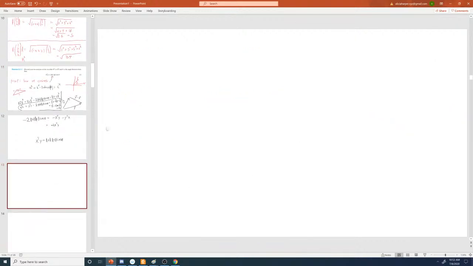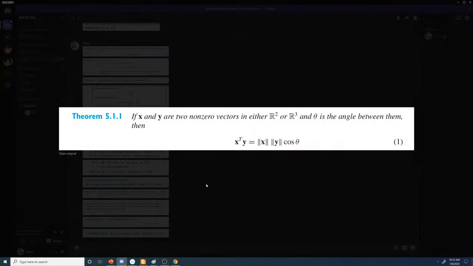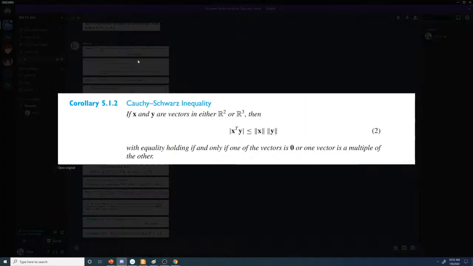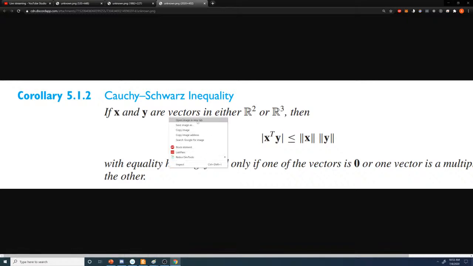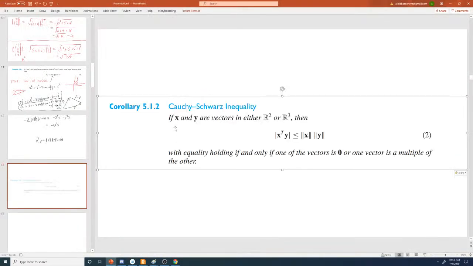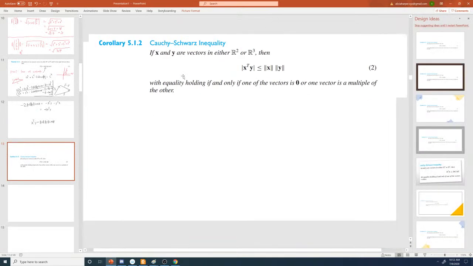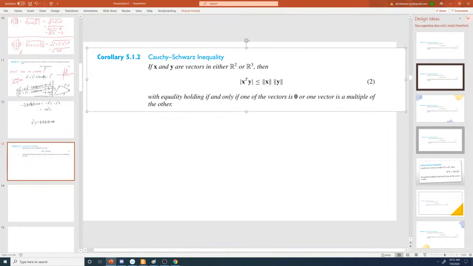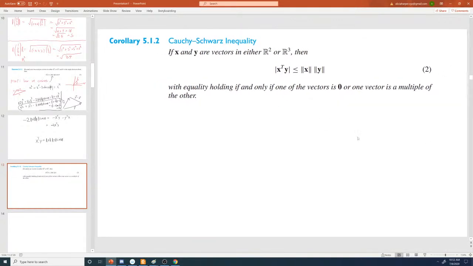This formula has an immediate consequence, which is very important, called the Cauchy-Schwarz inequality, which you may not have seen before. So let's go through it. Suppose we have vectors x, y in either R2 or R3. Then the absolute value of the dot product, or the scalar product of x and y, is less than or equal to the length of x times the length of y. So why is this true? Well, let's look at what we know.